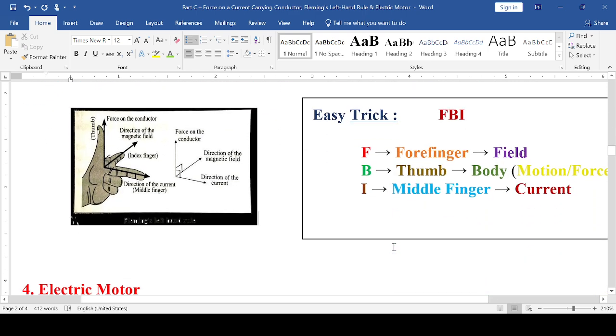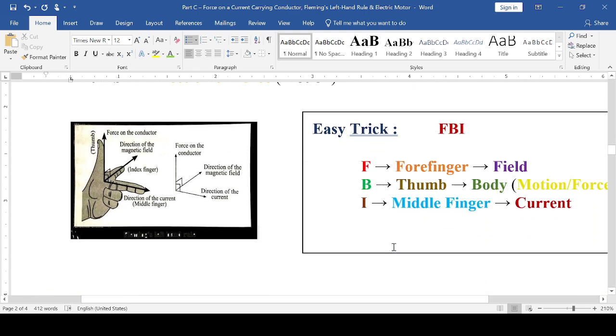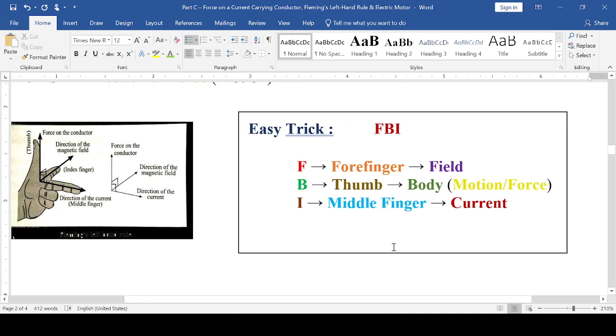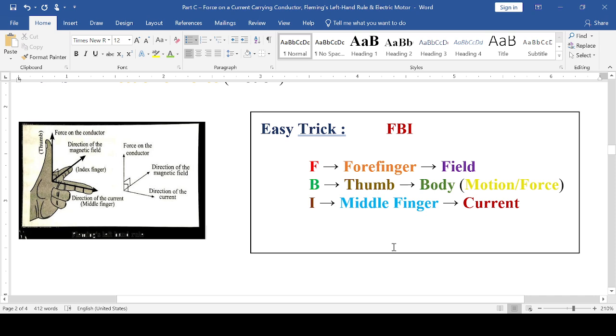See the figure here. And there is an easy trick, FBI. F stands for your forefinger, that is the magnetic field. B stands for the thumb, that is the motion of the force, and I stands for your middle finger, that is the current. Check the figure, and the easy trick to remember Fleming's left hand rule is FBI.